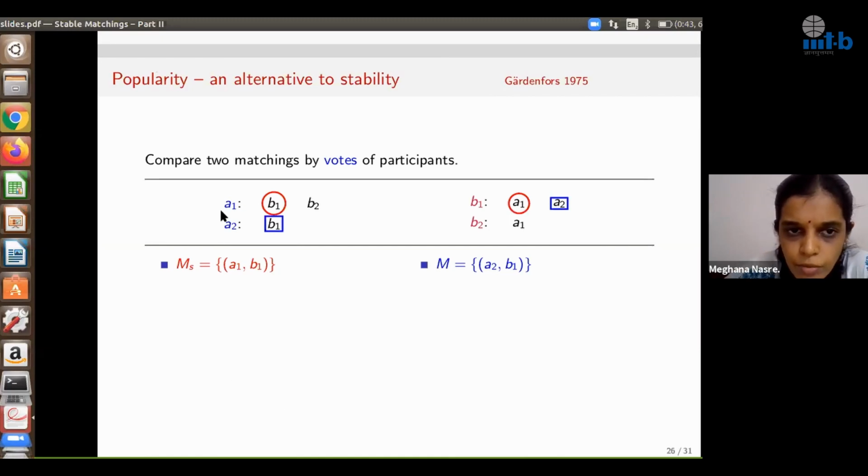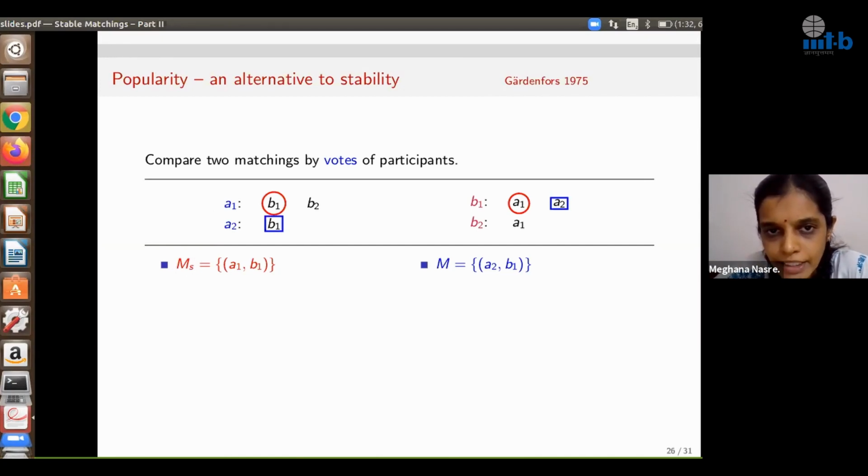We have two matchings shown now. The first matching, which I call the red matching, is shown using the circle. So it is A1, B1, which is listed here. We also know that in this instance, it is a stable matching. We also have another matching, which is A2, B1. So that is also of size 1. We also know that there is a two-sized matching in this instance, but just to illustrate this, we are showing two matchings, M and MS, which are of the same size, size 1.